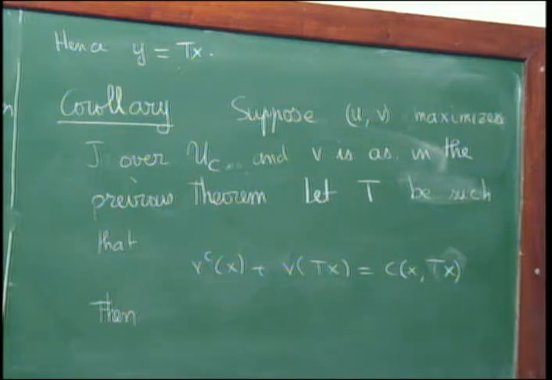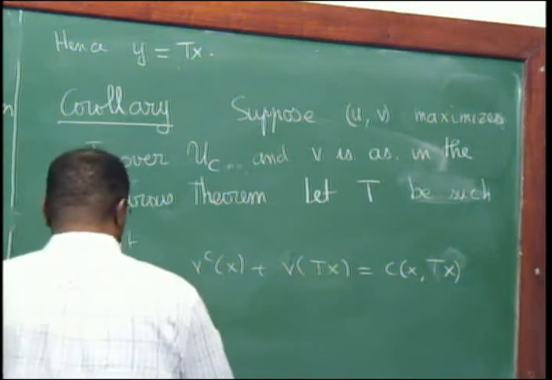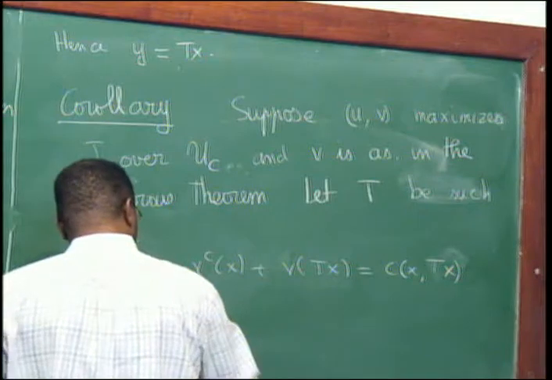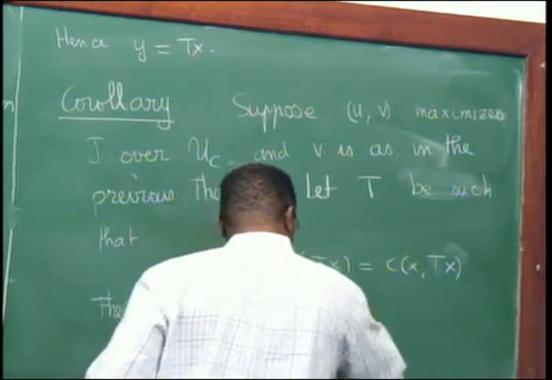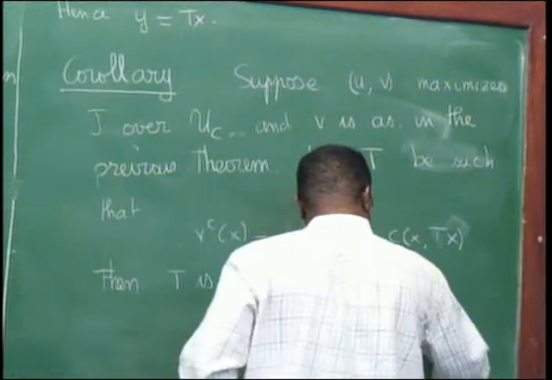And so if I finish the proof of that corollary, it means that it suffices to prove that J admits a maximizer, and I'll have found an optimal map. Then T is optimal for a Monge problem.